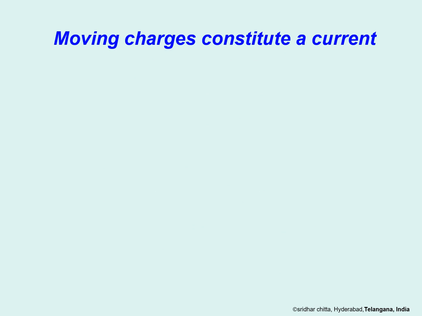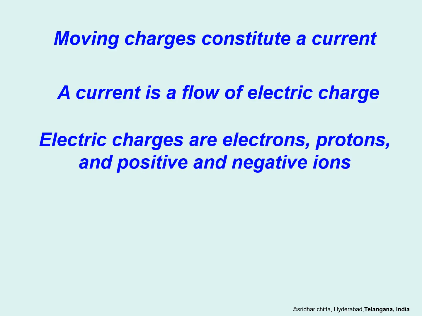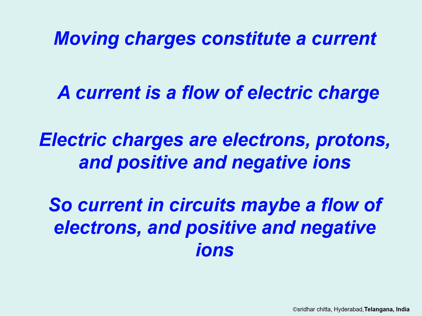Moving charges constitute a current. A current is the flow of electric charge. Electric charges are electrons, protons, and positive and negative ions. So current in circuits may be a flow of electrons and positive and negative ions.